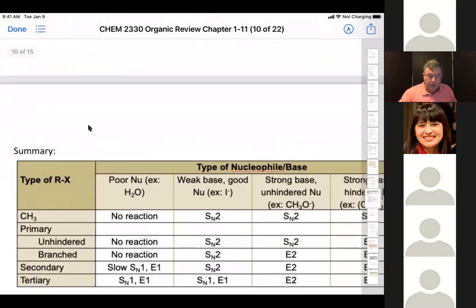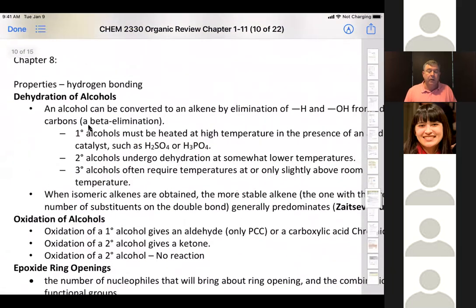With chapter 8, we started with alcohols. And number 1, don't forget to name them. Number 2, we saw that they had hydrogen bonding. And that's what gave them the difference in properties by having the idea that it can hydrogen bond in between molecules. And that gave rise to higher boiling points and melting points. But let's talk about some of the reactions we have with alcohols.